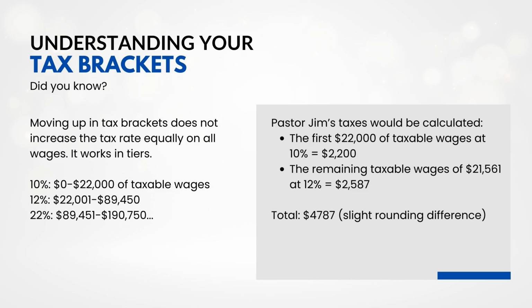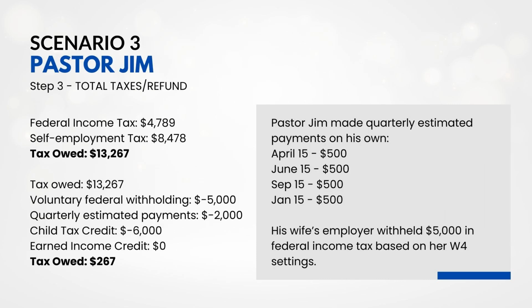Sometimes people get concerned about earning more because they would be in a higher tax bracket. But since only the additional earnings are taxed at the higher rate, there isn't a significant consequence for earning more, except when phasing out of tax credits. In Pastor Jim's case, he has $43,561 in taxable wages. The first $22,000 is taxed at 10%, and the portion between $22,000 and the full $43,000 is taxed at 12%.